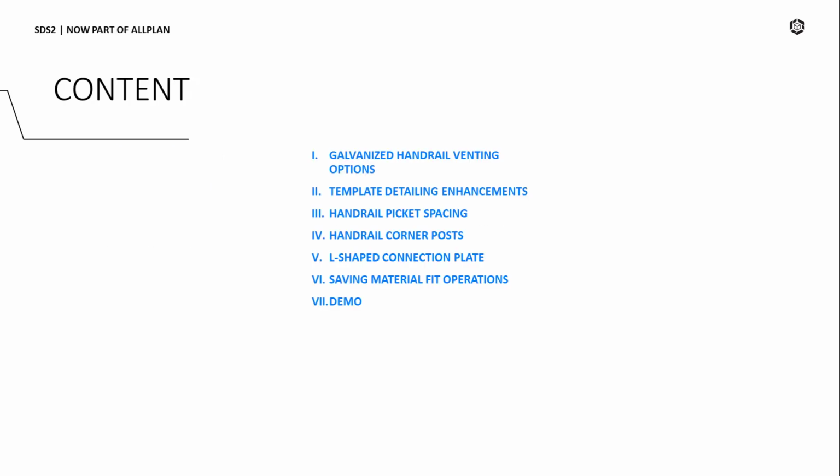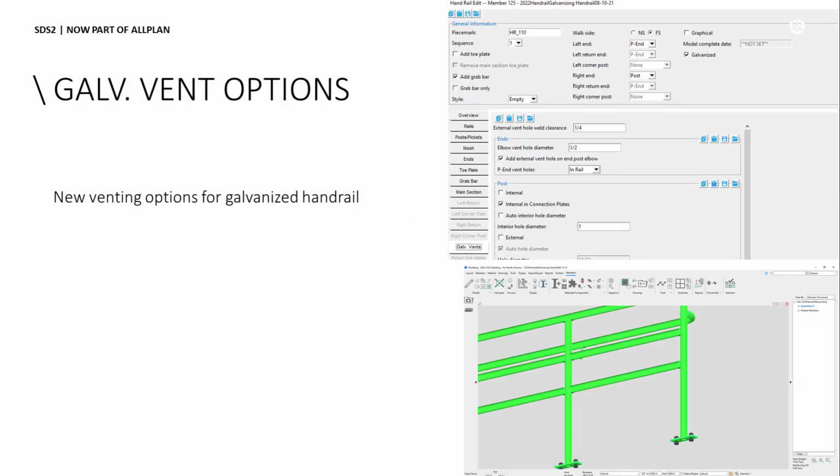Today we'll cover the galvanized handrail venting options, template detailing enhancements, handrail picket spacing, handrail corner posts, L-shaped connection plates for handrail, and then saving material fit operations. And then I'm going to go into a demonstration. We'll have a Q&A at the end, so type in your questions during the webinar as you have them.